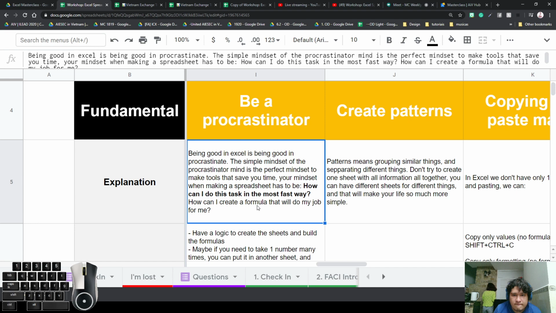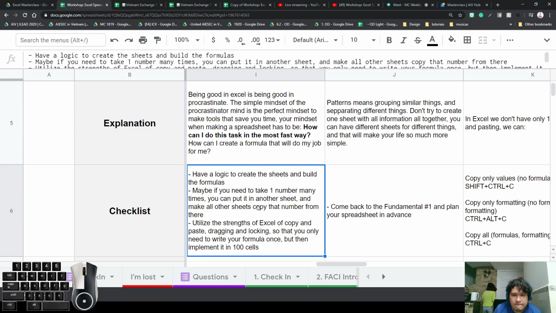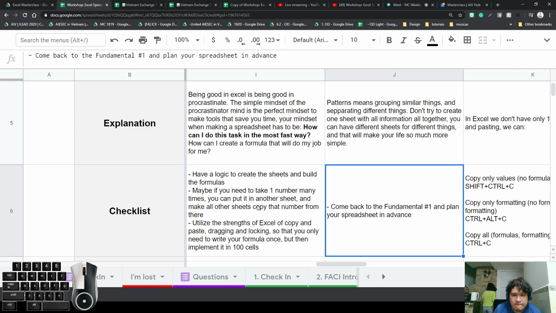If you say this outside of an Excel perspective, that's not such a good question, right? How can I find someone to do my job? But in Excel, that's an amazing question. How can I create a formula that does my job? That's perfect. So basically, some guiding question as well, some checklist.